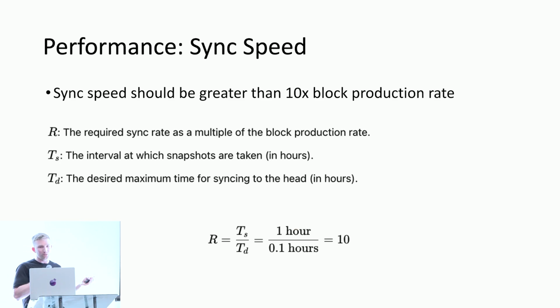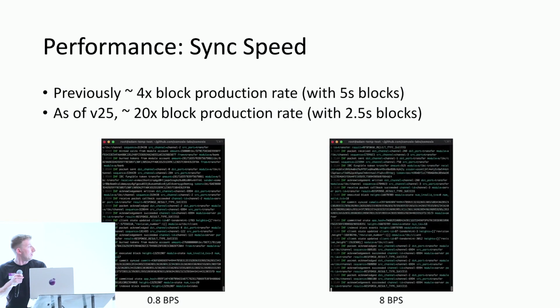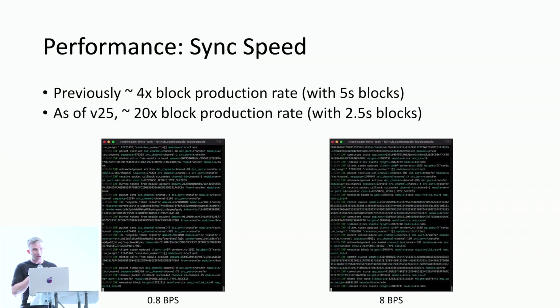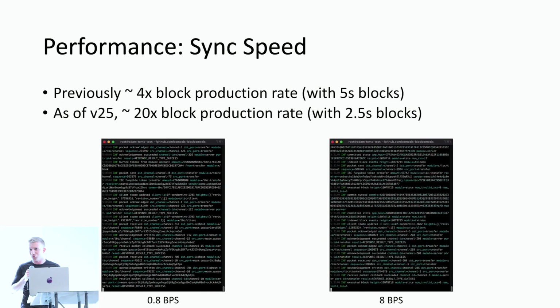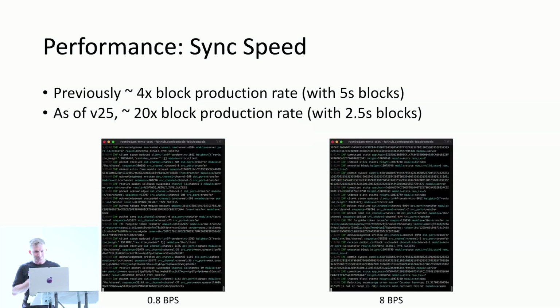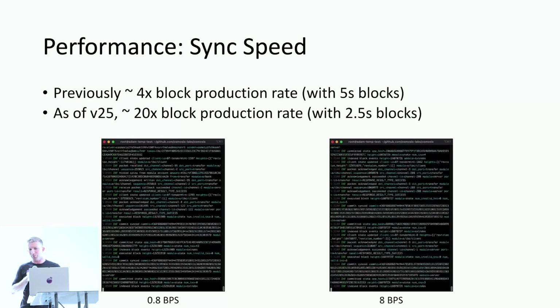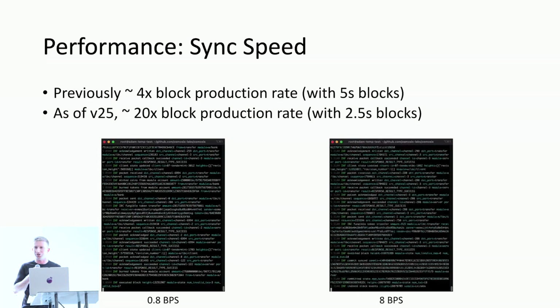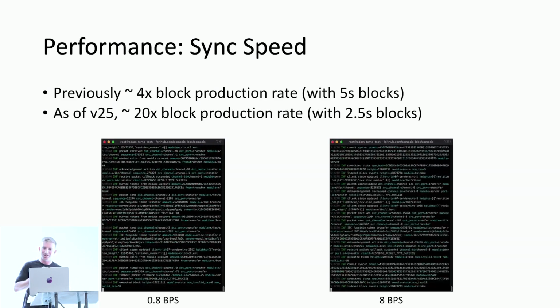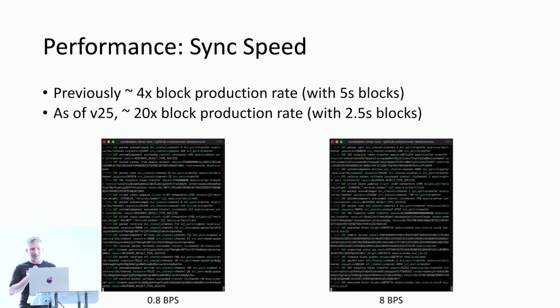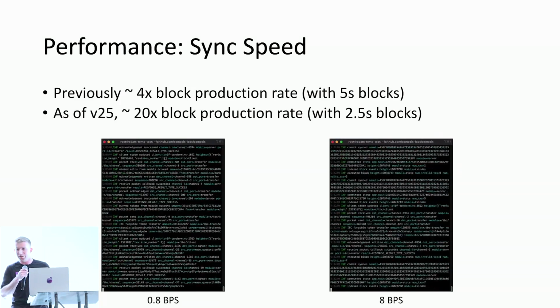At the numerator, we have the interval at which snapshots are taken, in hours. For Osmosis, we give a snapshot every hour. And the denominator is the maximum amount of time that you want to take to reach the head of the chain. We said 6 minutes sounds about right. So that's where we got 10. And where were we before? 6 months ago, we were at 0.8 blocks per second. It was extremely slow. That was 4 times the block production rate. If we had kept the same block time of 5 seconds, we would actually be at 40 times the block production rate today. We decided to reduce the block time because of all this performance work. But it's still at 20 times, which is significantly better, 8 blocks per second.